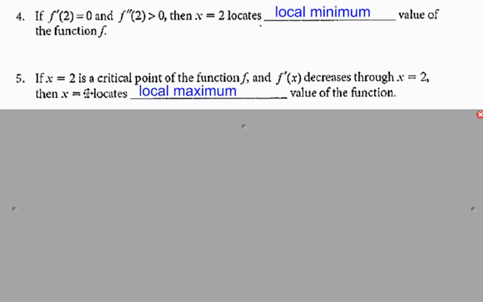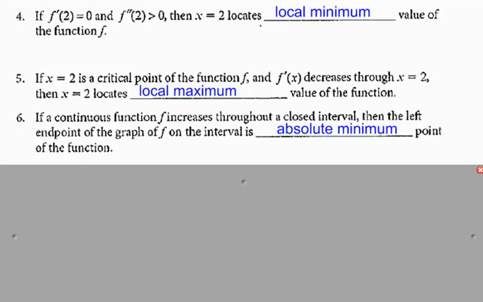Number 6, if a continuous function increases through a closed interval, then the left endpoint would have to be the absolute minimum, because you've got an endpoint on the left, and the graph keeps going up, f of x keeps going up, and that's an absolute minimum then.